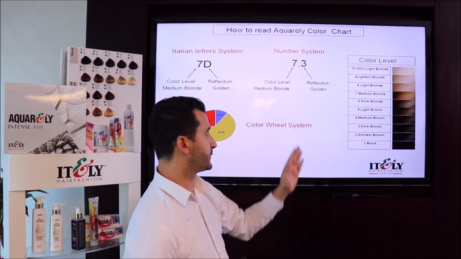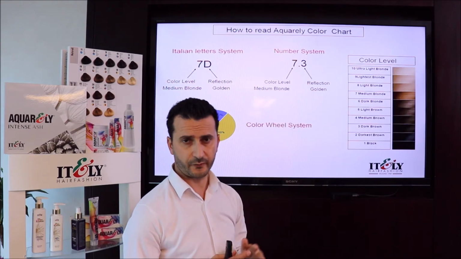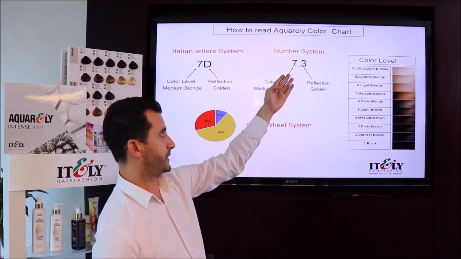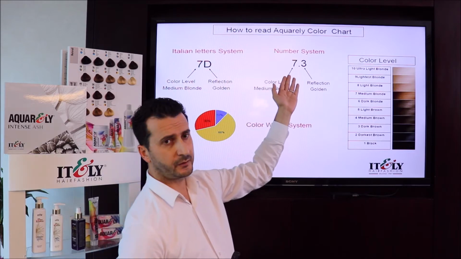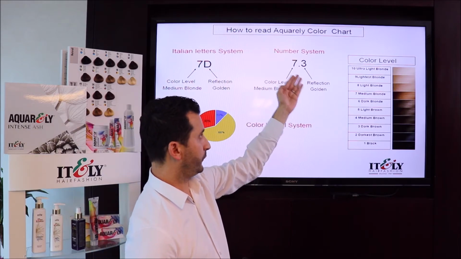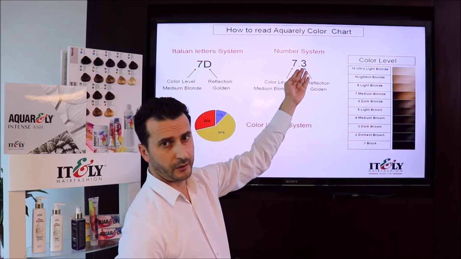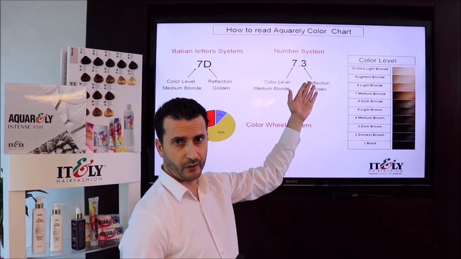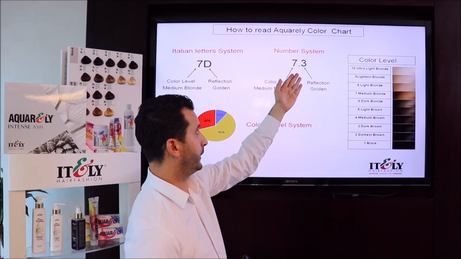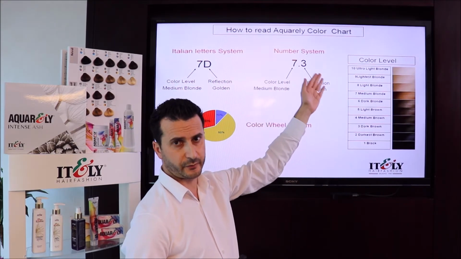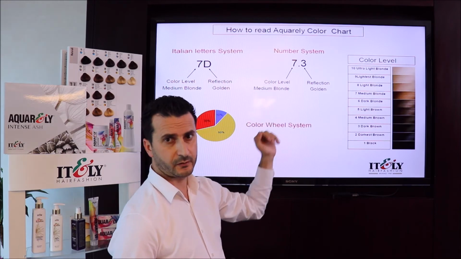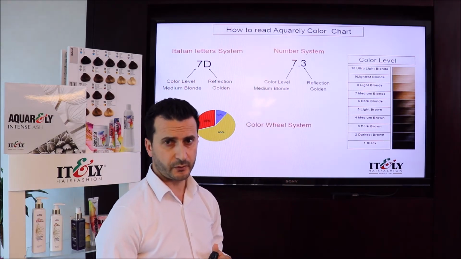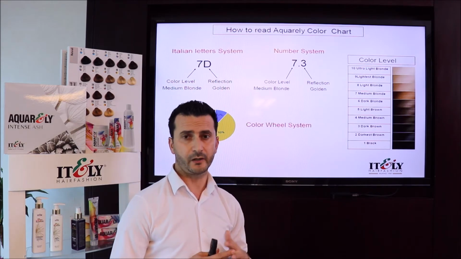Also, we have the color reflection. The color reflection is measured by the number after the dot. So if we take, for example, 7D or 7.3, it is the same. 7 is medium blonde, the level of the color is level 7. Dot 3, or 0.3, means this color has more gold. So the reflection we see after the dot, and the level we see before the dot, on your left side.